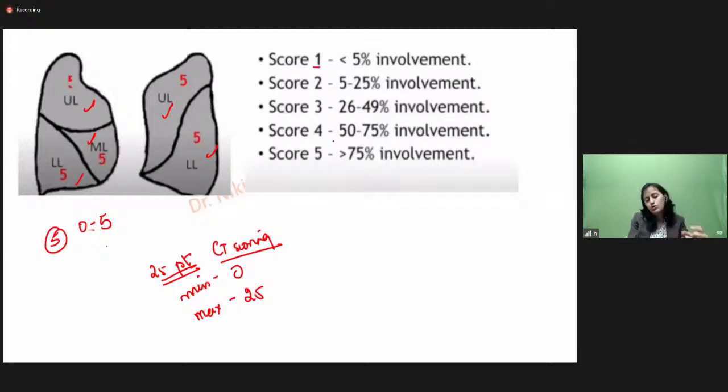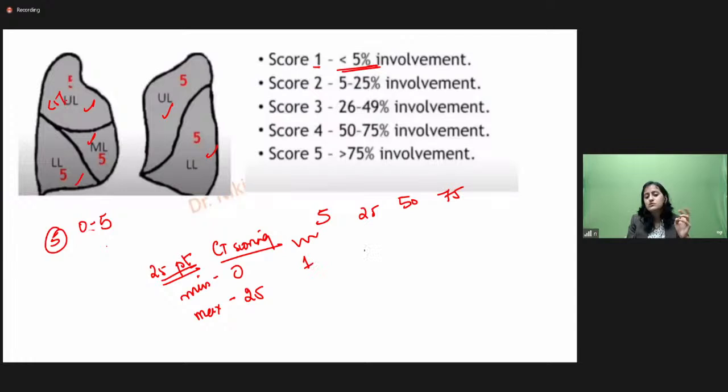Score 3 or 4 or 5. When it is less than 5% involvement in the upper lobe, if I see that it's less than 5%, I'll call it score 1. Basically, the cutoffs are less than 5, 25, 50, and 75. If it is less than 5, it is score 1.